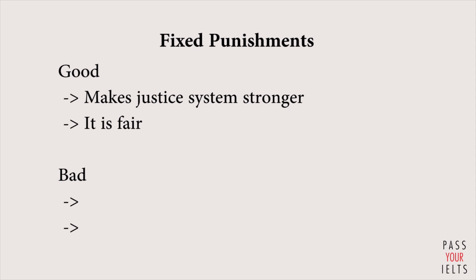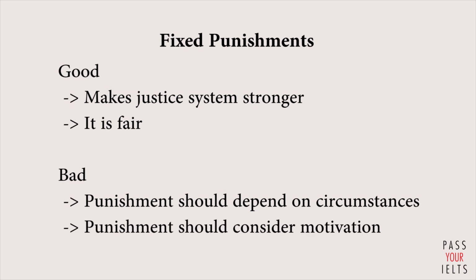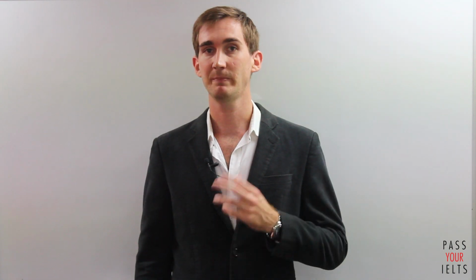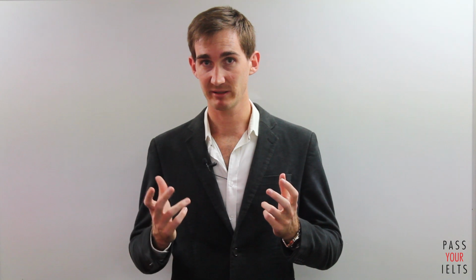For my body 2, the second argument, my 2 ideas are these. The particular circumstances should be considered, and the motivation should be considered. The way to write an introduction for these kinds of essays is firstly to paraphrase what they give you. In this case, they gave us 2 arguments, so we need to paraphrase them.